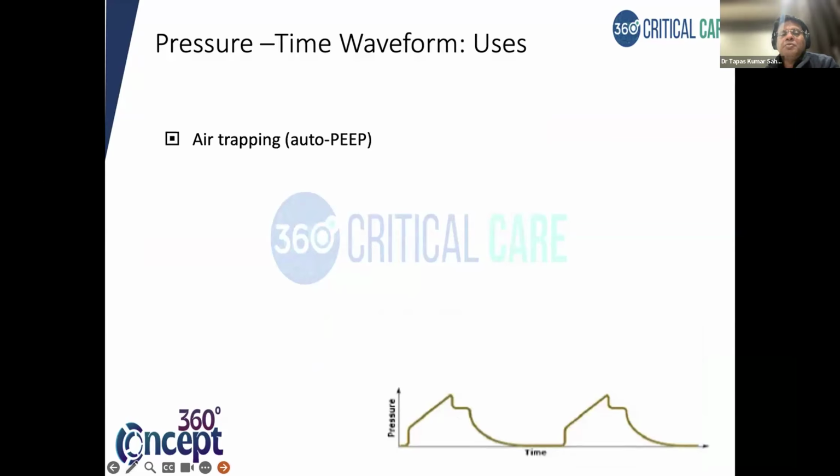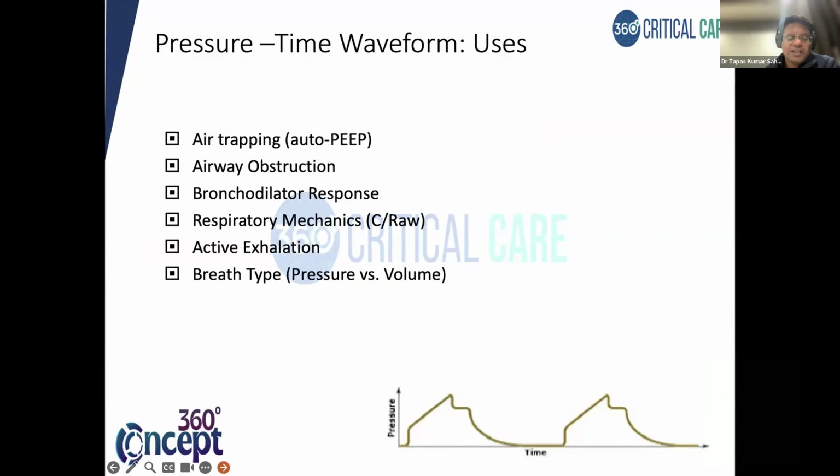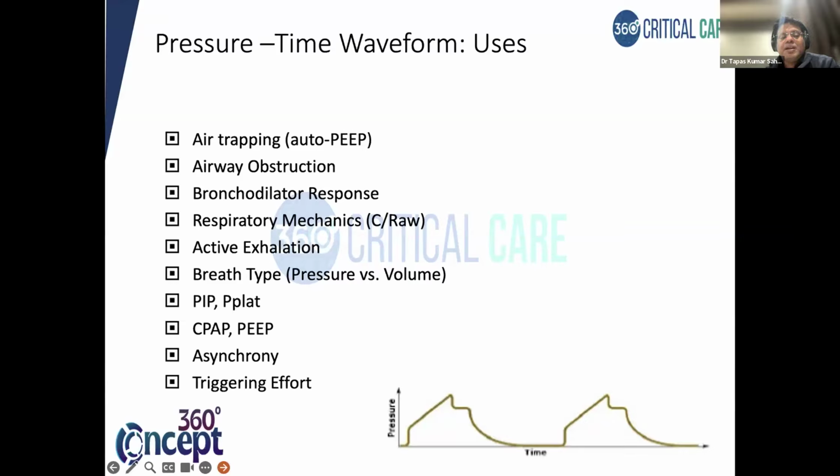Now the uses when we are dealing with pressure time: I have already shown you the scalars, air trapping, whether it is auto PEEP generating, airway obstruction, bronchodilator response, respiratory mechanics, compliance or resistance of the airway, active acceleration, breath type, whether it is pressure or volume, peak inspiratory pressure, P plat, CPAP, PEEP, and asynchrony. So these are the uses with which we can get the pressure time waveform in a proper way. And finally, the triggering effort, whether the patient is able to trigger the ventilator. I have shown you, initiate the inspiratory phase.